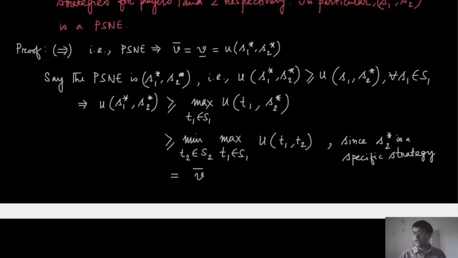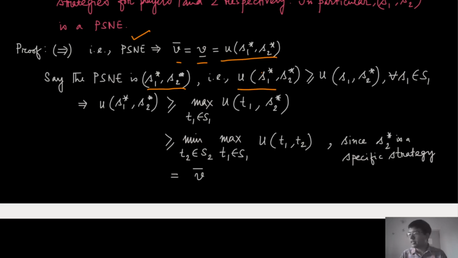The proof is not at all difficult, even though it's a little long. So let us divide it into two parts. In the first part, we'll start with the PSNE and we'll show that this V upper bar and V lower bar are actually equal, and that is also equal to the utility at this S1 star and S2 star. So let's say we are overloading the notation here a little bit. If you like, you can use a different notation instead of S1 star, S2 star. Maybe use tilde or something else.